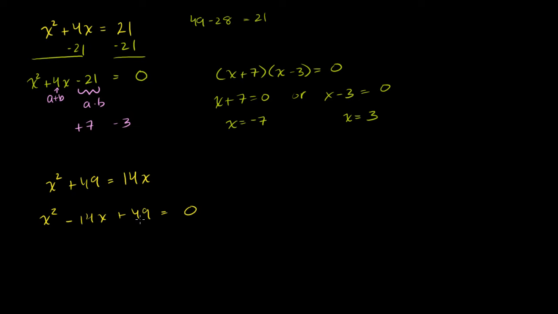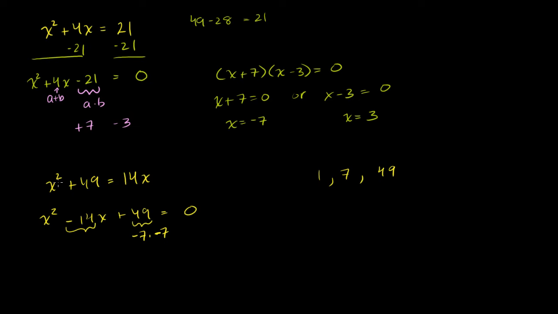Now, we just have to think about what two numbers, when I take their product, I'm going to get 49. And when I take their sum, I'm going to get negative 14. So they have to be the same sign, because this is a positive number right here. And they're both going to be negative, because their sum is negative. And there's something interesting here. 49 is a perfect square. Its factors are 1, 7, and 49. So maybe 7 will work, or even better, maybe negative 7 will work. And it does. Negative 7 times negative 7 is 49. And negative 7 plus negative 7 is negative 14.